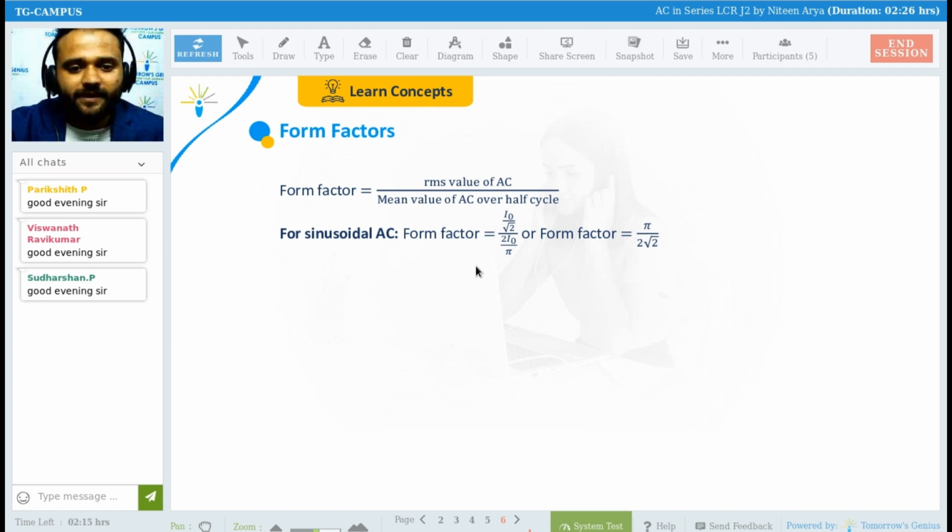Yeah, form factor. This is very, very important and it is going to be asked directly.